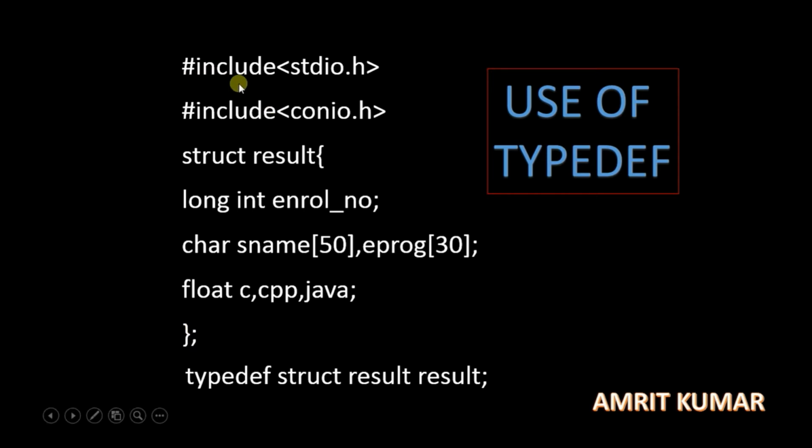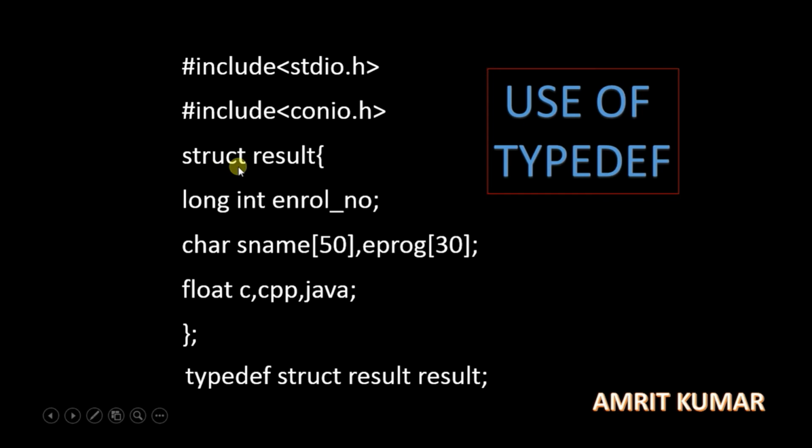First of all, I have to declare #include <stdio.h> and #include <conio.h>. These two are the header files. stdio stands for standard input output header file, and conio stands for console input output header file. After the declaration of these two header files, you need to specify here the structure, because I am going to use the concept of typedef with the structure here.